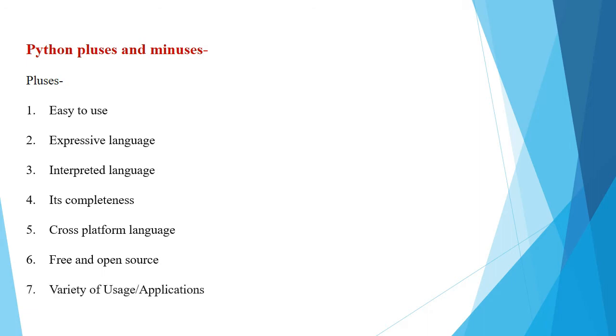Next is the variety of users and applications. The Python programming language has become very popular in the modern technological fields. It is used in scripting and in various web applications, and in game development. Most of the games are now being produced using Python. It is also used in various database applications and in GUI programs. So all these things come under the advantages. Now let's move further.